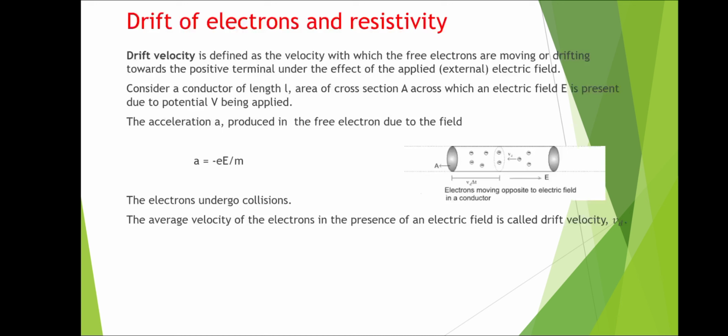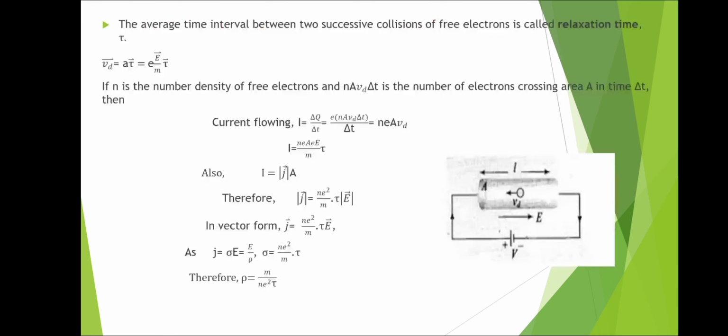The electrons undergo collisions. The average velocity of the electrons in the presence of an electric field is called the drift velocity, denoted by Vd. So Vd can be calculated as a into tau, where a is the acceleration of the electron and tau is the relaxation time. That can be derived as eE upon m into tau.